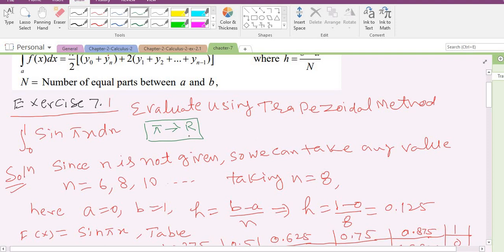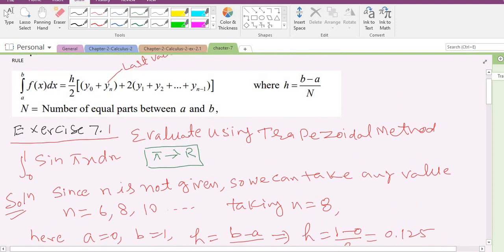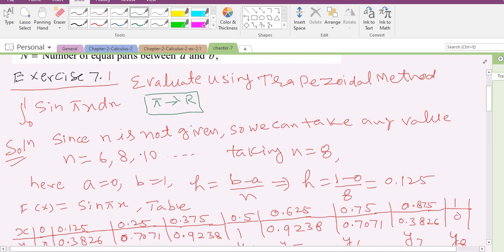Now I'm going to calculate according to our needs. What I need here is a, b, h. N is not given here, so we can use 6, 8, 10, whatever. But I am taking n equal to 8. When n is equal to 8, then a, which is the lower limit, is equal to 0. The upper limit, that means b, is equal to 1. So h is equal to (b minus a) divided by n, that means (1 minus 0) divided by 8. When you divide it, it comes as 0.125.